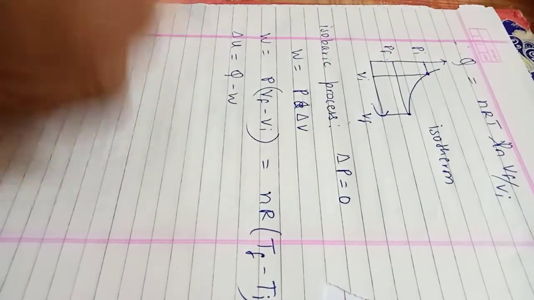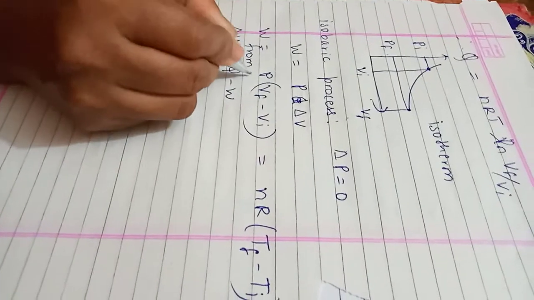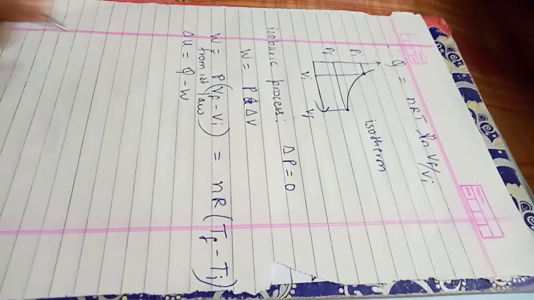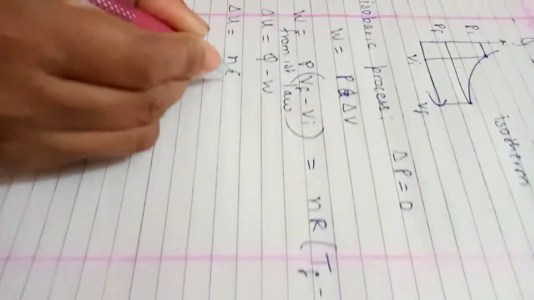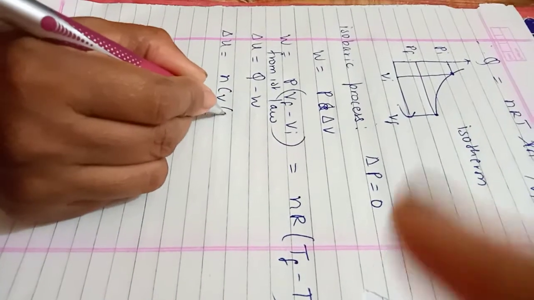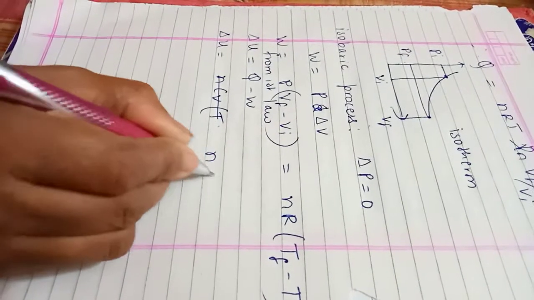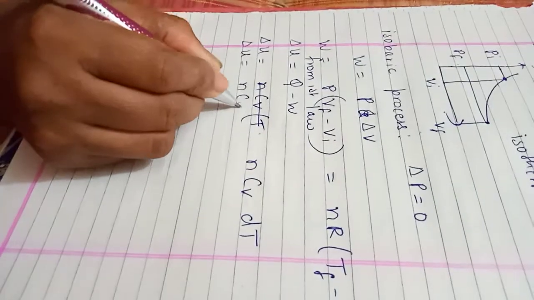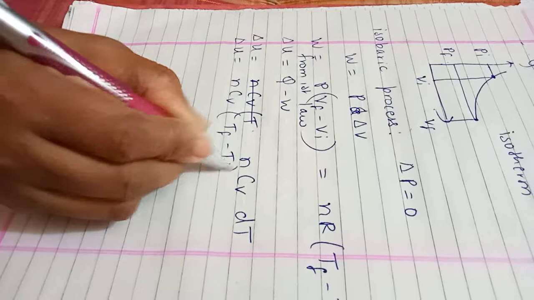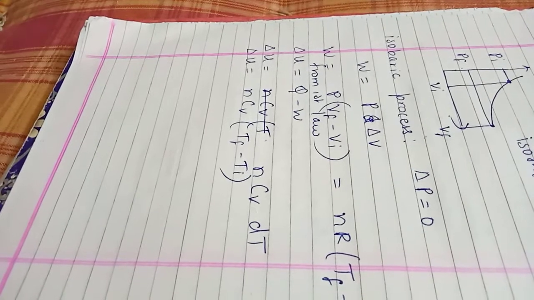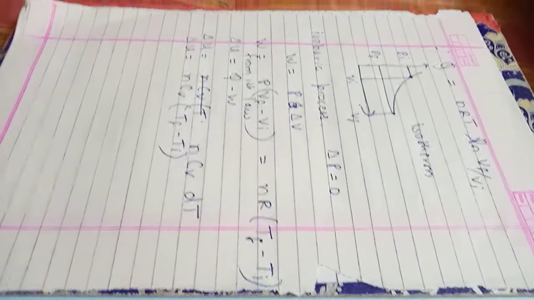So from the first law of thermodynamics, we have delta U is equal to Q minus W. What is delta U? It is nCv dT. I will write it out and show you. It is nCv dT. Therefore, change in internal energy is what? nCv (Tf minus Ti), where the change in temperature is Tf minus Ti. That's it. Are you okay? That is internal energy. Understood?